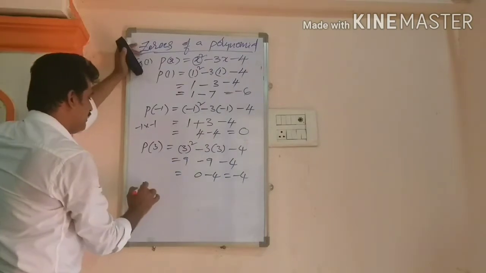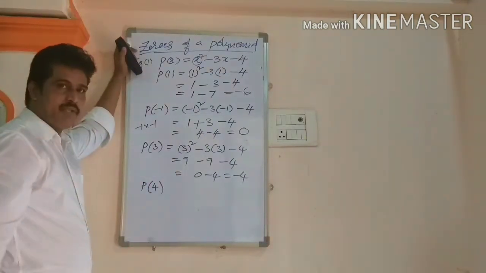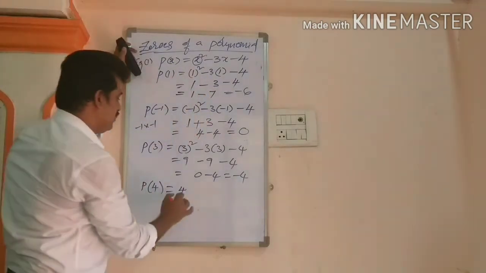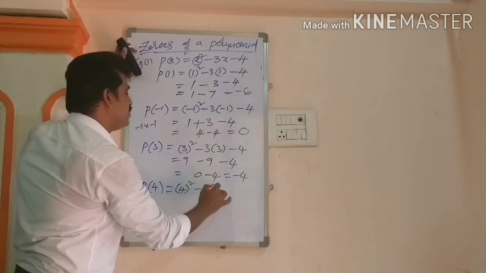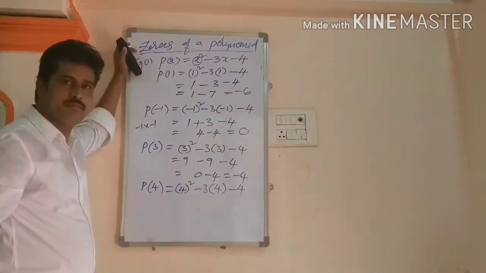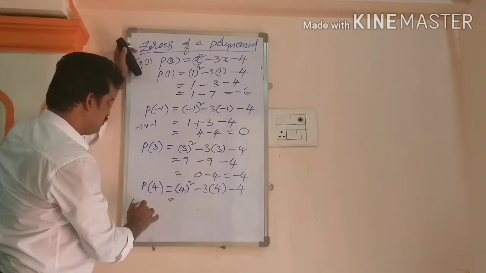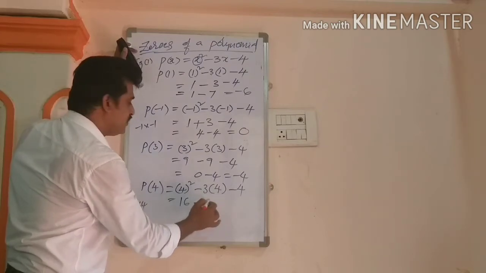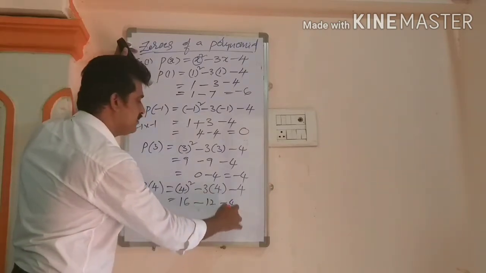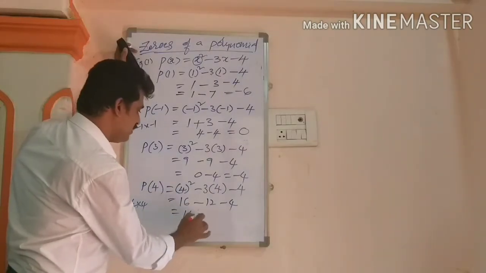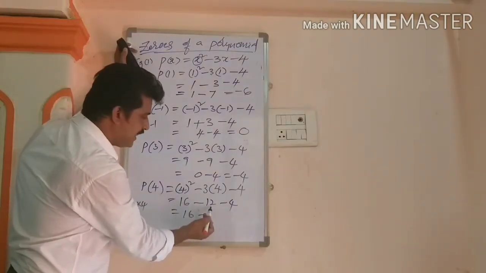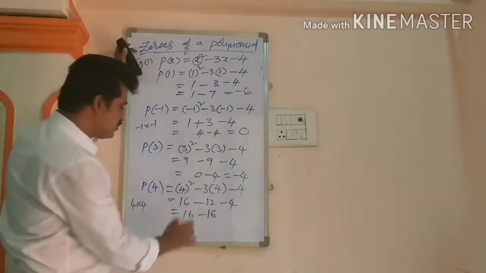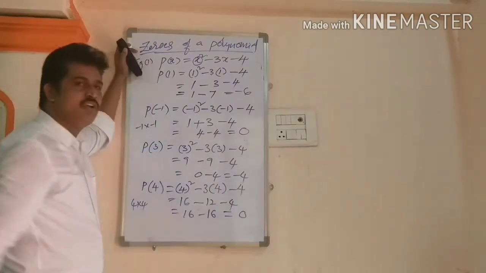One more, last one, p of 4. Let us take p of 4. So, take 4 in place of x. 4 square minus 3 into 4 minus 4. 4 square is 4 into 4. 4 4s are 16 minus 3 into 4, 3 4s are 12 minus 4. These two are negatives. Minus 12, minus 4, minus 16. So 16 minus 16, that is equal to 0.